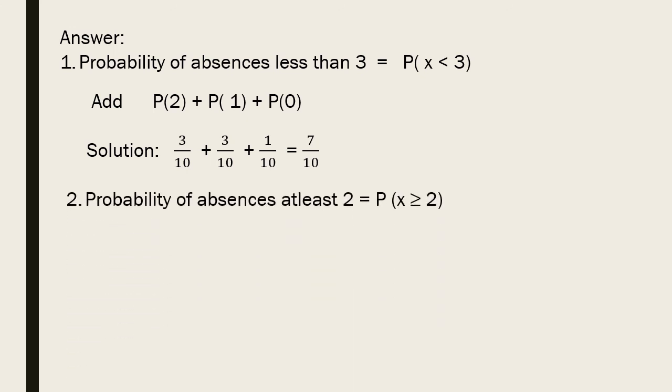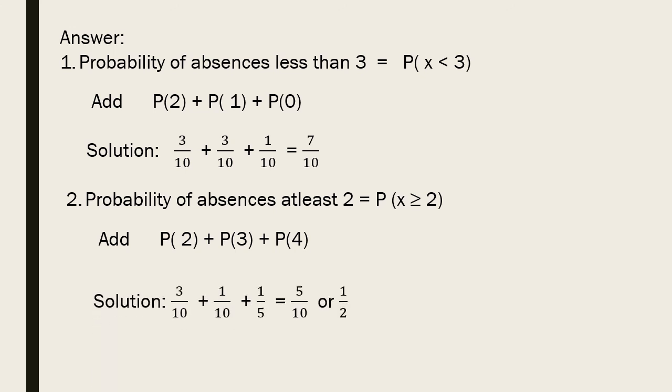For number 2, probability of absences at least 2. So katulad yan ng P of x greater than or equal to 2. So para makuha natin yung probability, i-add natin ang probability of 2 plus probability of 3 plus probability of 4. Kasi dapat yung kukunin nating probability ay mula sa 2 and above. So solution natin, P of 2 is 3 over 10, P of 3 is 1 over 10, P of 4 is 1 over 5. So ang total niyan ay 5 over 10 or 1/2.